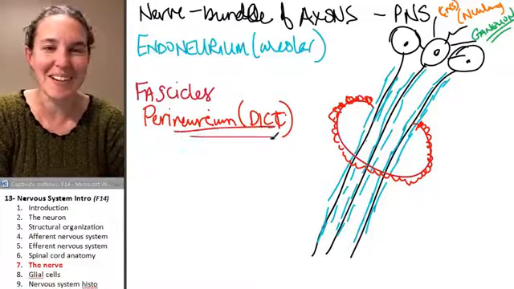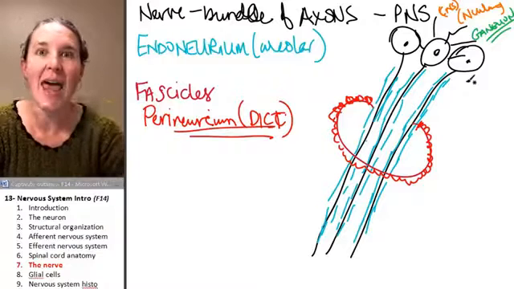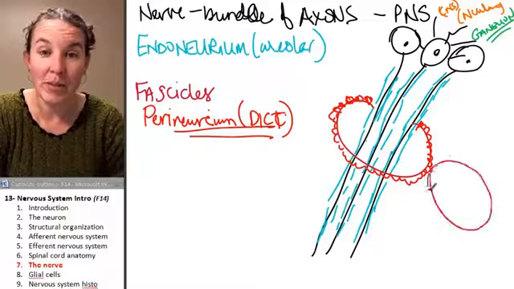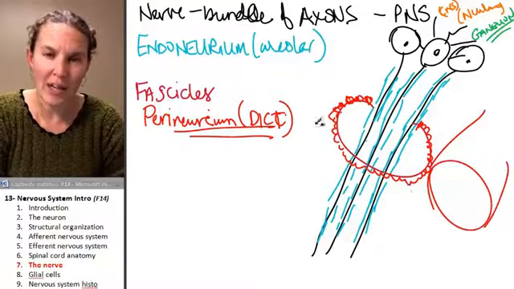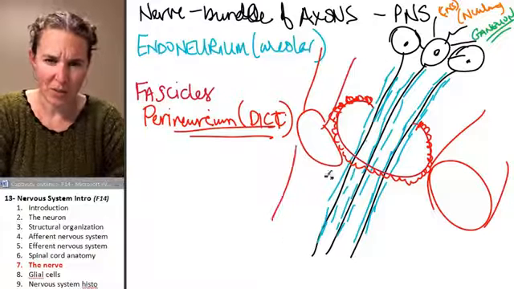The perineurium is dense, irregular connective tissue surrounding the entire fascicle. Now, of course, you are going to imagine bundles of fascicles, right?